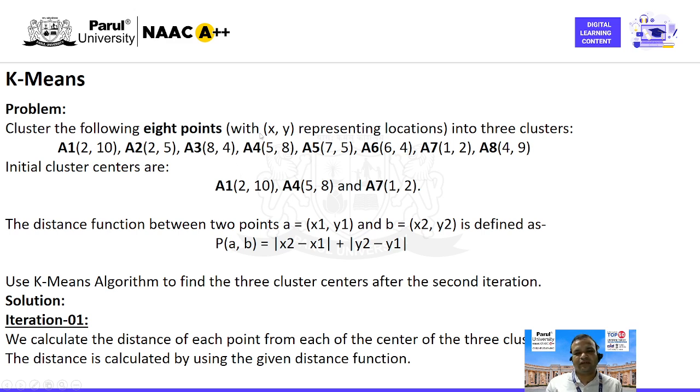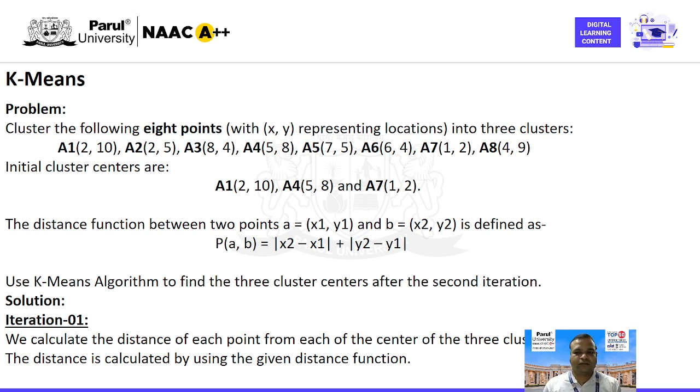These represent locations in x and y variable form. A1 has the location 2, 10. A2 is the point with location 2, 5. A3 is 8, 4. A4 is 5, 8. A5 has the location 7, 5, which means 7 is represented by X and 5 by Y. A6 is 6, 4. A7 is 1, 2. A8 is 4, 9. So we have all these 8 points and want to create the clusters.